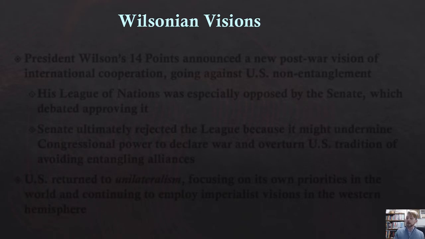The end of the war is very likely to be something to show up on the AP exam, and the end of the war is essentially President Wilson promoting a new vision for the world. Not just for the world, though, but also for the U.S.'s involvement in it. His 14 points of this new vision called for the U.S. to be entangled in the world, which went against everything the U.S. had been up to this point.